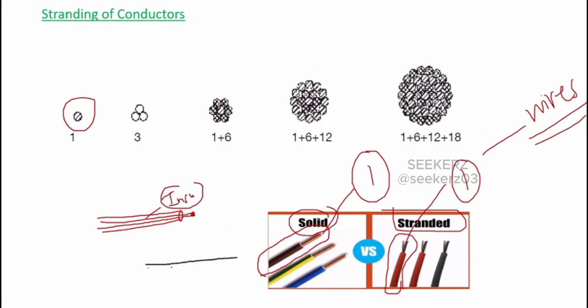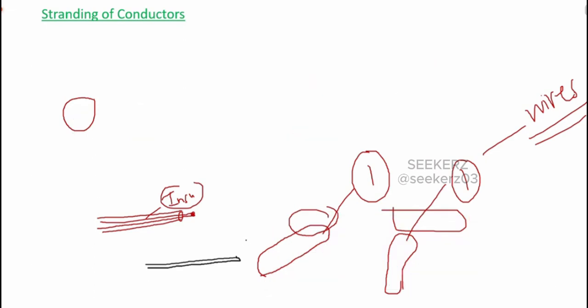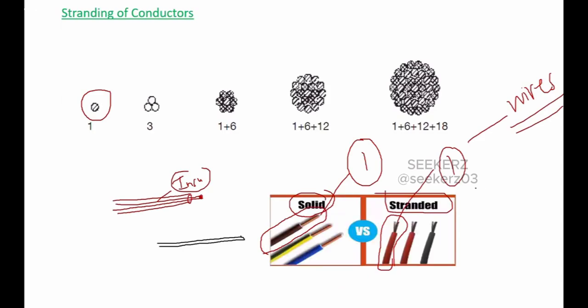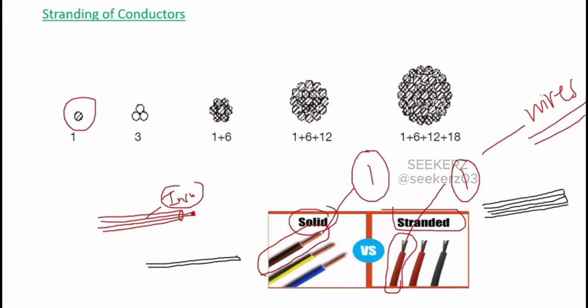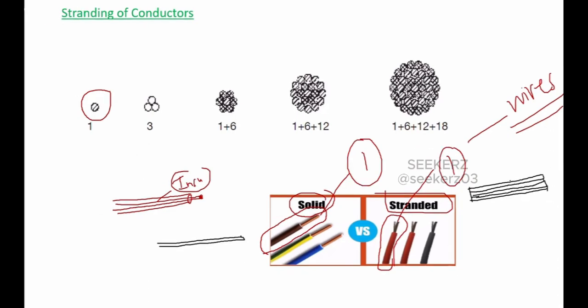In this solid wire, this conductive part, we have only one conductor. But in stranding, when we count this second type of wire, if this is the conductive part, this is not just one conductor. There are so many conductors grouped together. If we have this type of conductive part in a wire, we call it stranded.